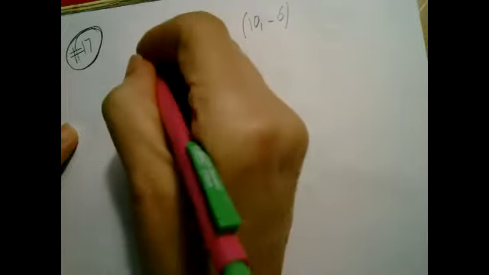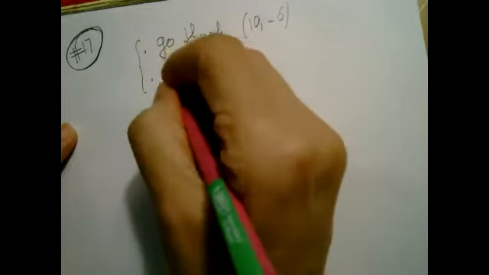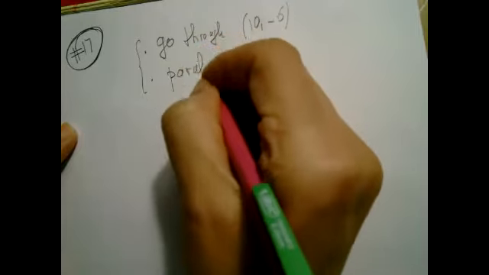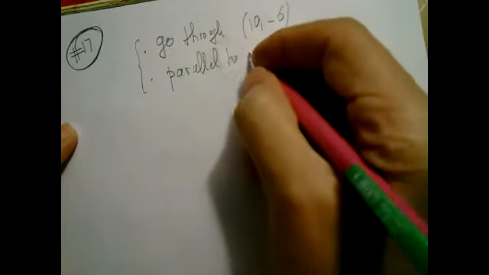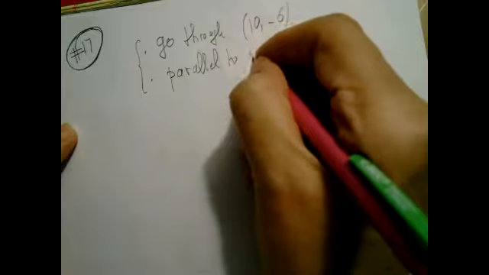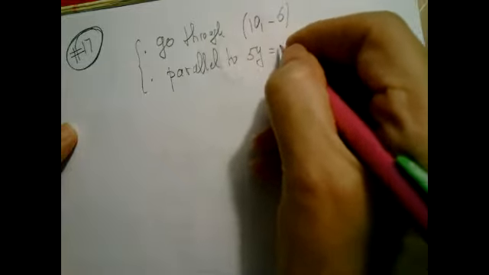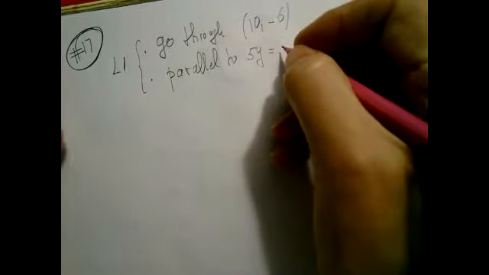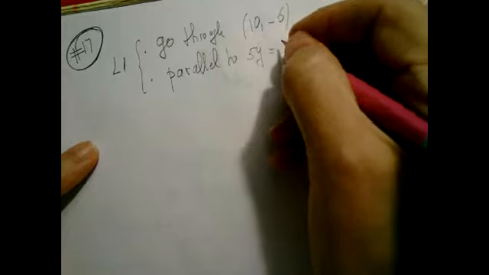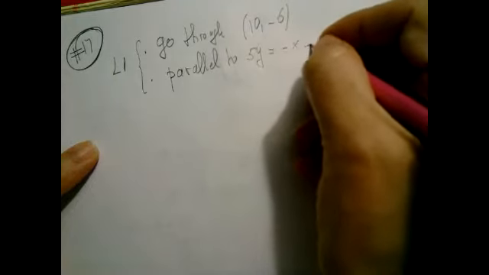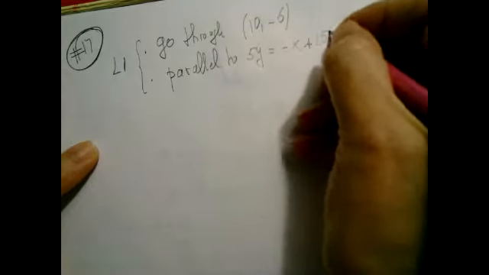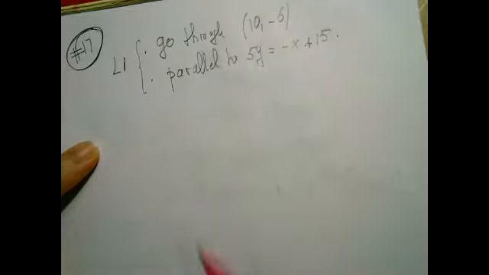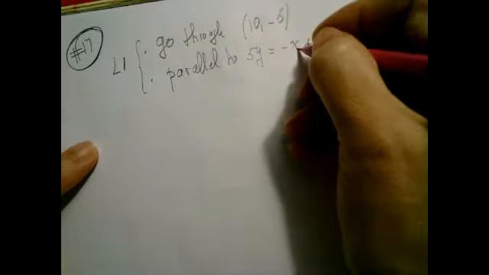I'll get back to you, Zach, give me a second. And it's parallel to the line given by the following equation. That's my line, I'm going to call it L1. It goes through this point, and it's parallel to the line 5y equals minus x plus 15. We need to find the equation of the line.